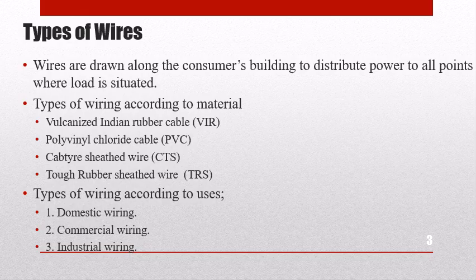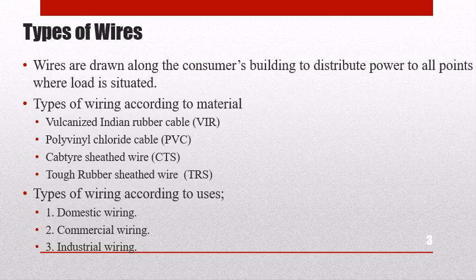So next is about the types of wires. The wires are drawn along the customer's building to distribute power to all points where the load is required or where the load is situated. The wires are classified into two types: first, according to the material used, and second, according to the purpose for which it is used.